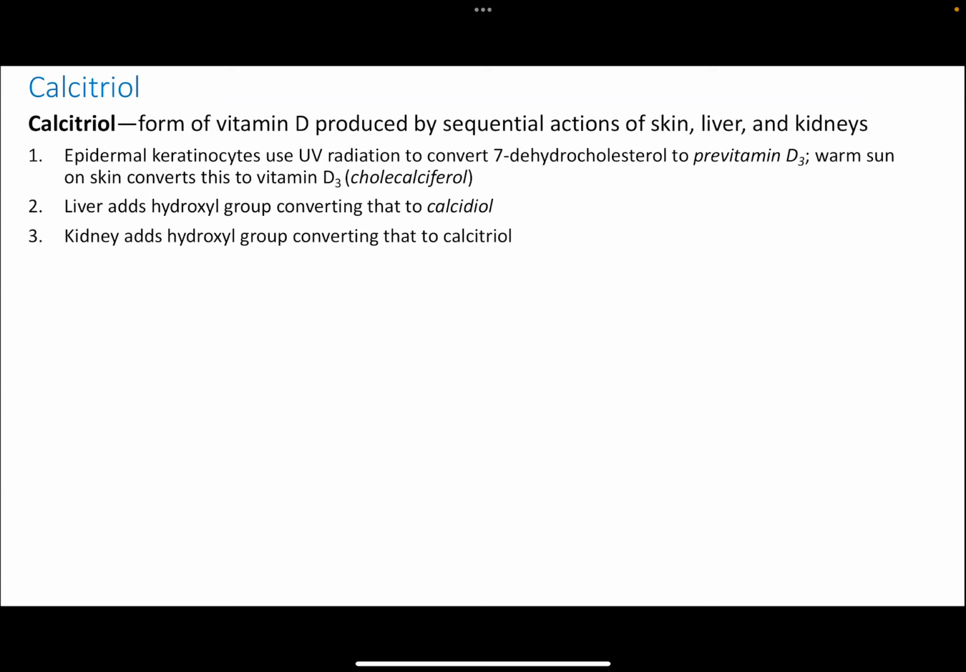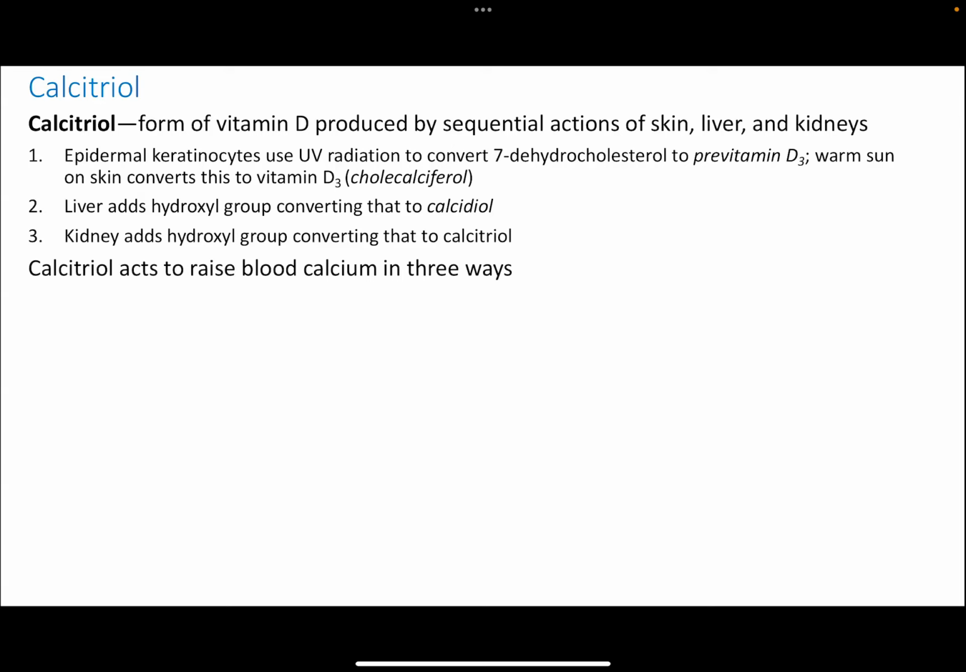So it's vitamin D3. Then the liver is going to take that vitamin D3, add a hydroxyl group, and convert it to calcidiol. Then the kidneys are going to take calcidiol and convert it to calcitriol, our ultimate vitamin D that we need.